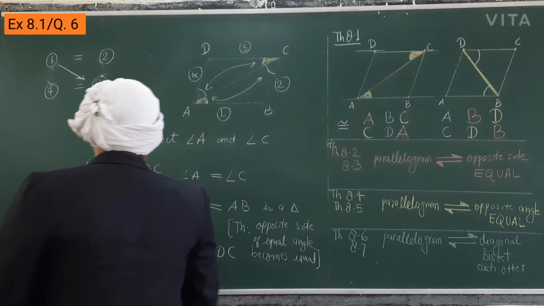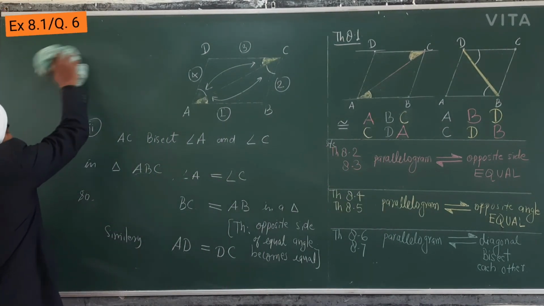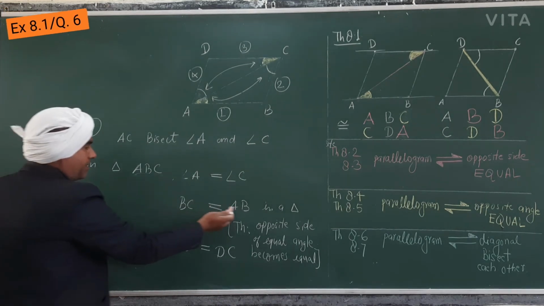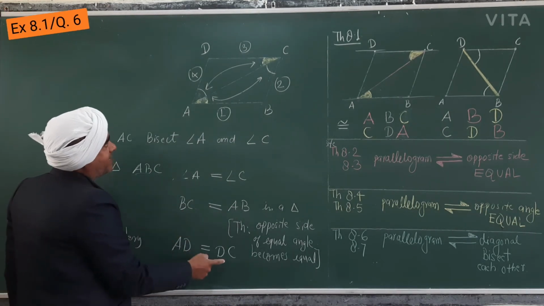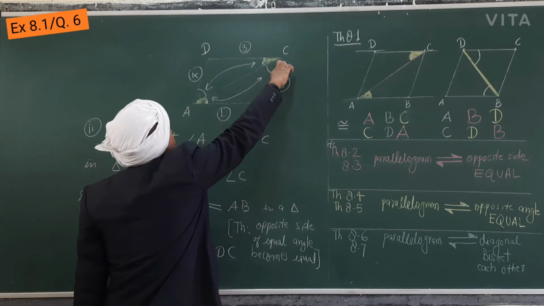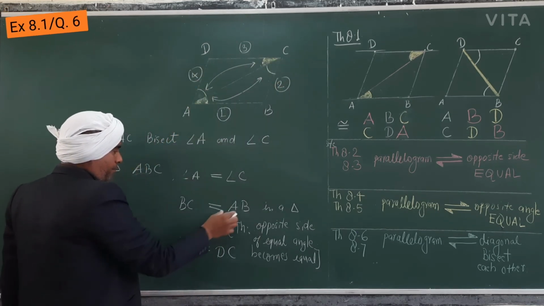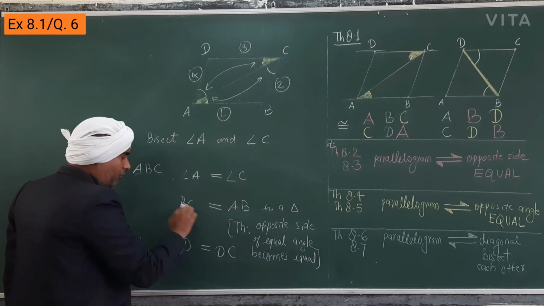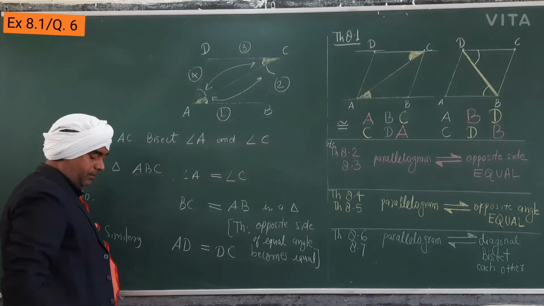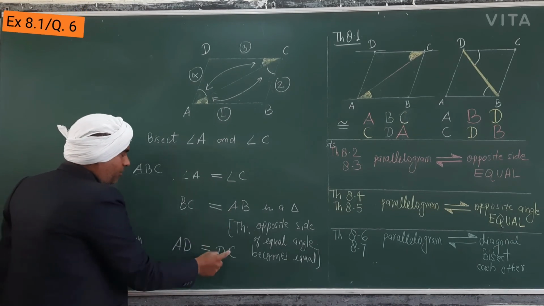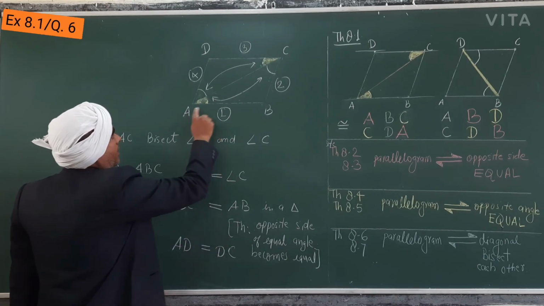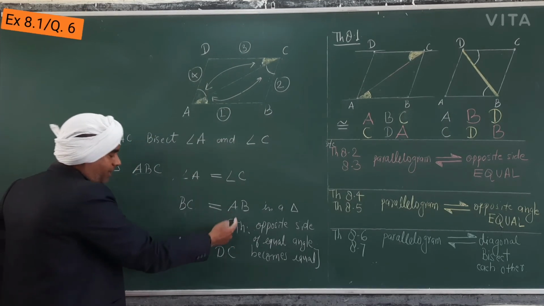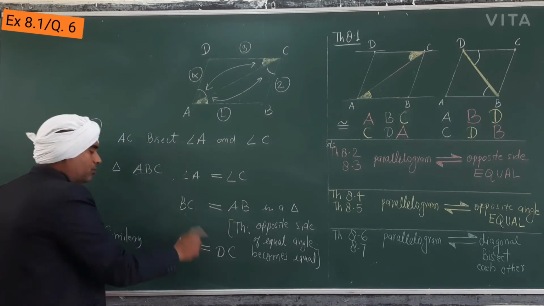So let me write. Yes, here I will write. But here BC and AB. So BC and DC, BC and AD are equal. Now these are equal, so this will be equal. All are equal. This equals this and this equals this. AB is equal to DC. Only one thing is required, but it is given opposite sides are equal, so all sides are equal.